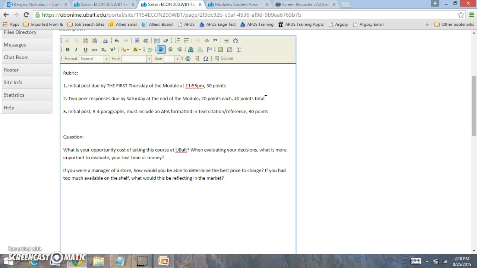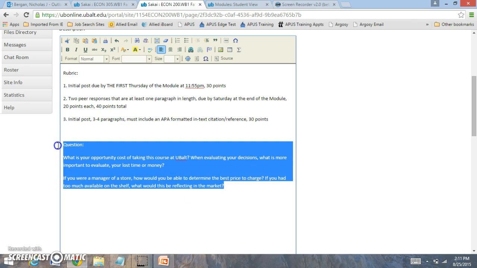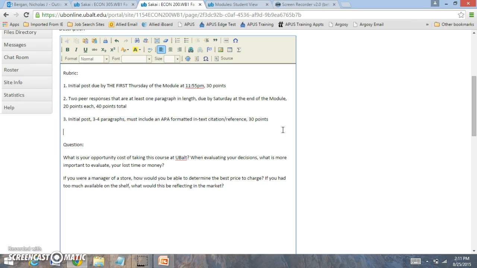You'll notice that each of them needs to be at least a paragraph long. And then you have an initial post, which is 3 to 4 paragraphs. It must include an APA formatted in-text citation and reference as well. So here are the questions that you're looking at for Module 1. When you look at these questions, make sure to focus on the components of the question and really focus on the analysis in terms of APA formatting and answering the question, because that's very important for your effort.